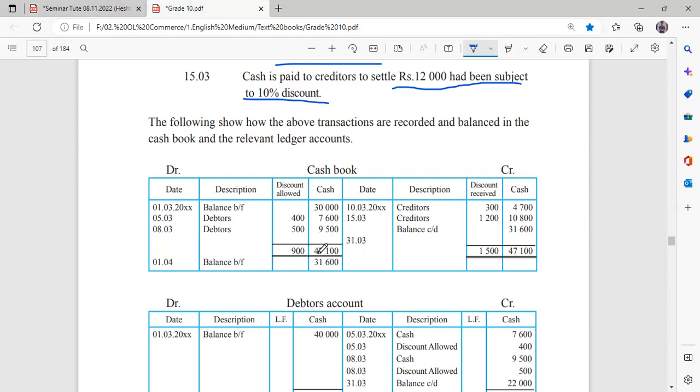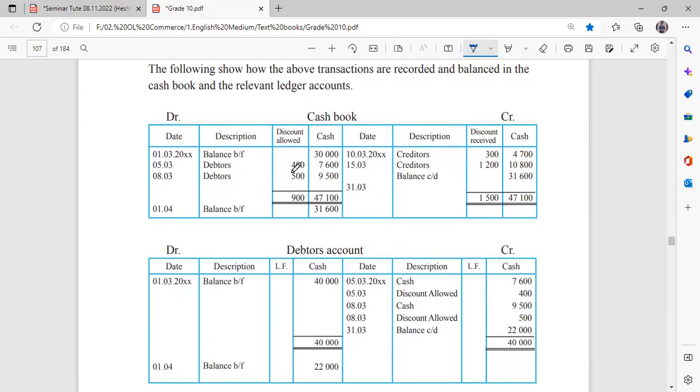47,100, and you need to write it on the credit side, and this is the balance carried down. So better to write it in here, right? Because we need to deduct the total summation of the credit side from the 47,100, which means we can get 31,600. Balance carried down, balance brought forward, right? Okay. And also after that, we need to get the total summation of discount alone, because these are memorandum columns. We do not balance those cash discounts, the discount allowed and discount received columns.